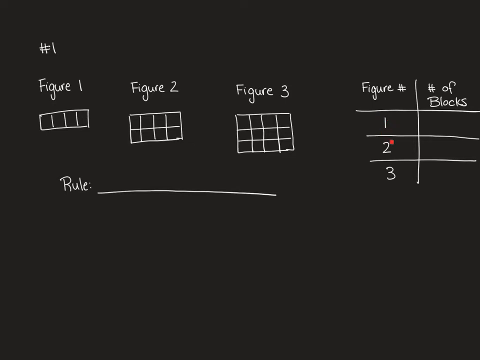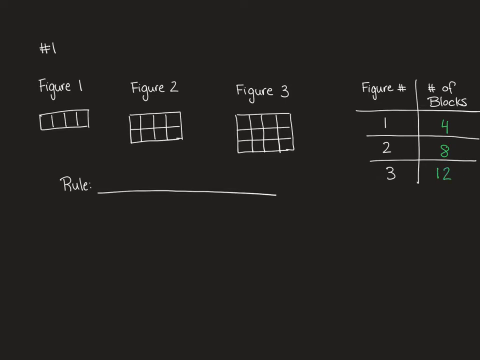They've already filled in our figure number, and we have to write how many blocks are in each figure. So figure number 1 has 1, 2, 3, 4 blocks. So we will write the number 4 in our number of blocks. Then if we look at figure 2, it has 4 and another group of 4, which is 8. So we'll write 8. And our final figure, number 3, we've got 4, 8, 12. So we would write 12 in our number of blocks.